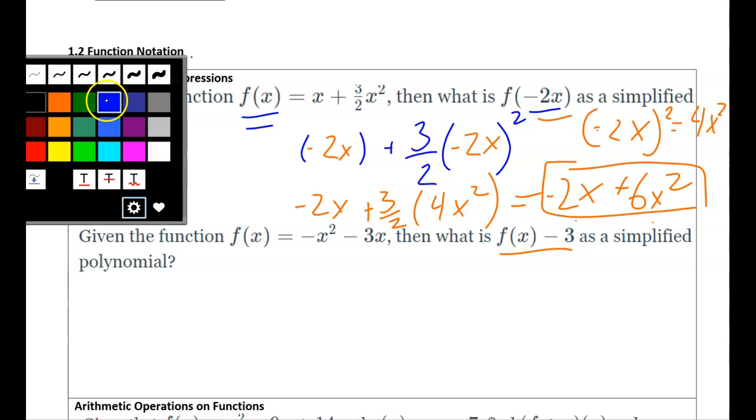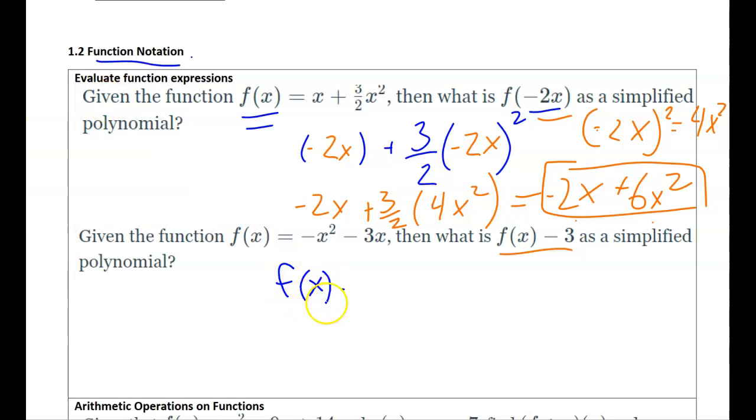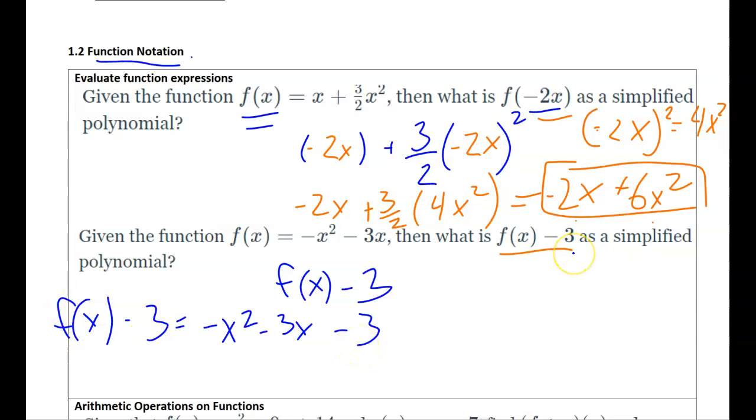This is easy. So f of x minus 3 means I take f of x, which is negative x squared minus 3x, and then I subtract 3 from it. That's it. That's f of x minus 3. So I just substituted in the function for f of x, and because this 3 is outside the function, I'm not plugging it in. That's all that means. So neither of these things are rocket science. Both times the hardest part is probably simplifying, so work carefully as you simplify.